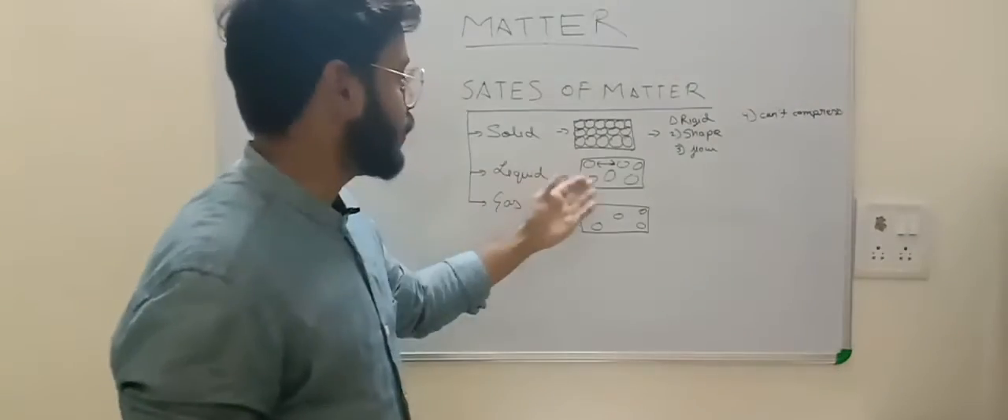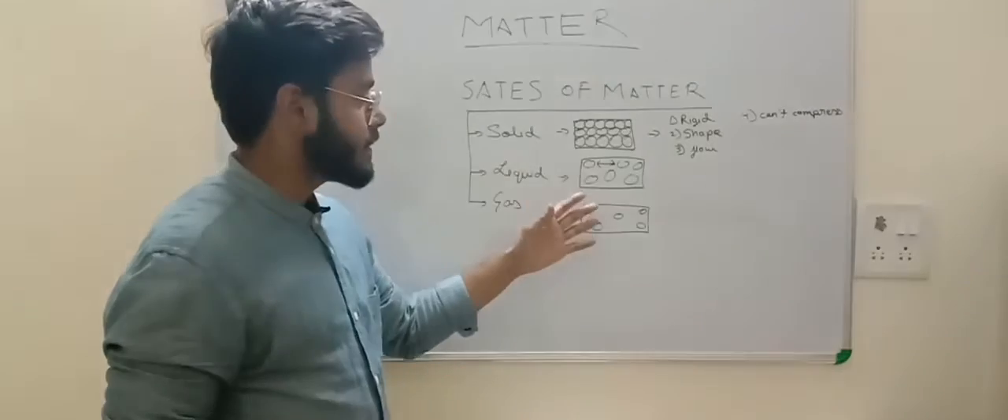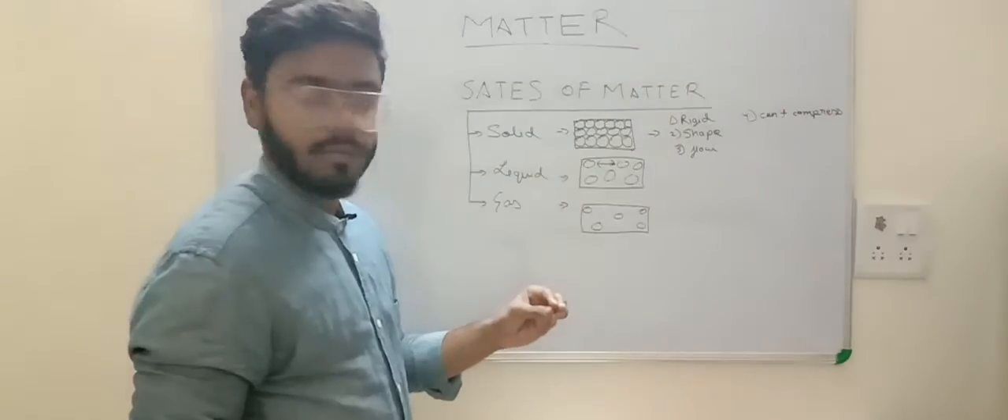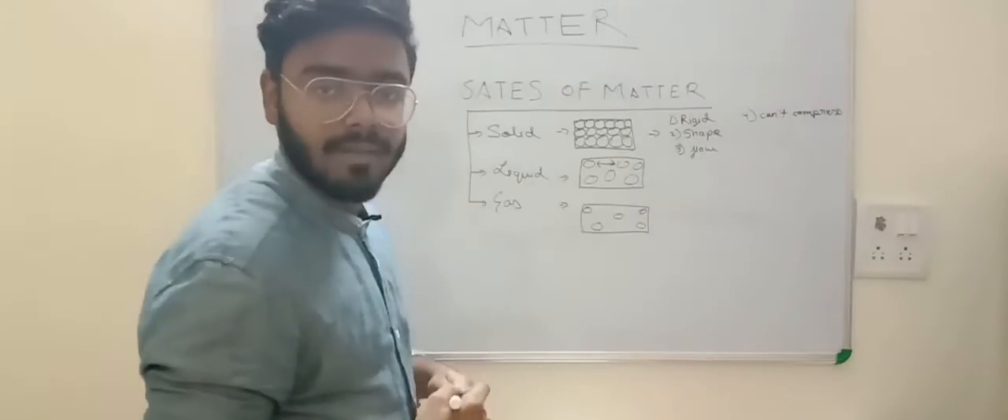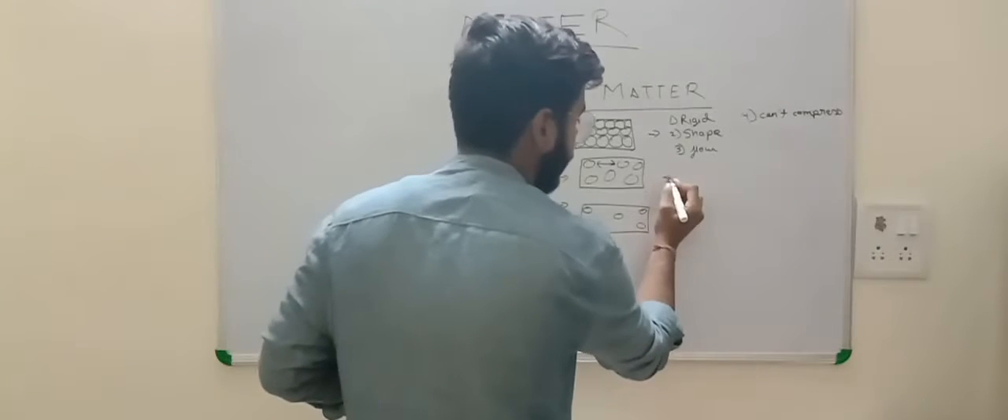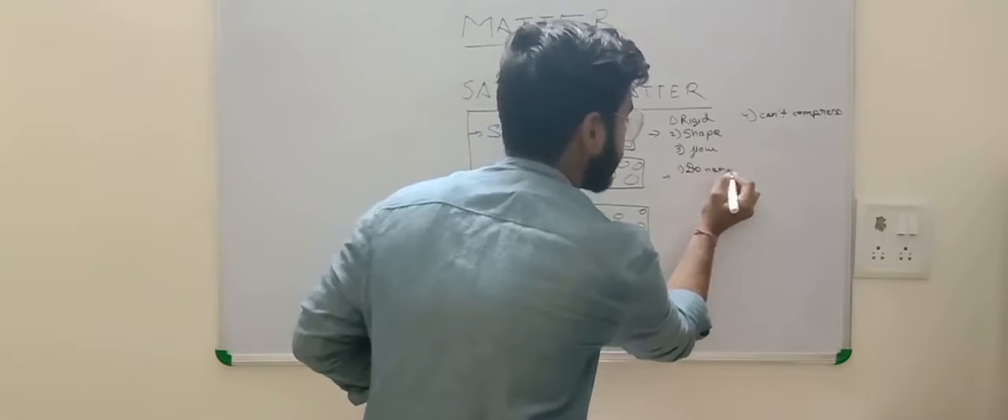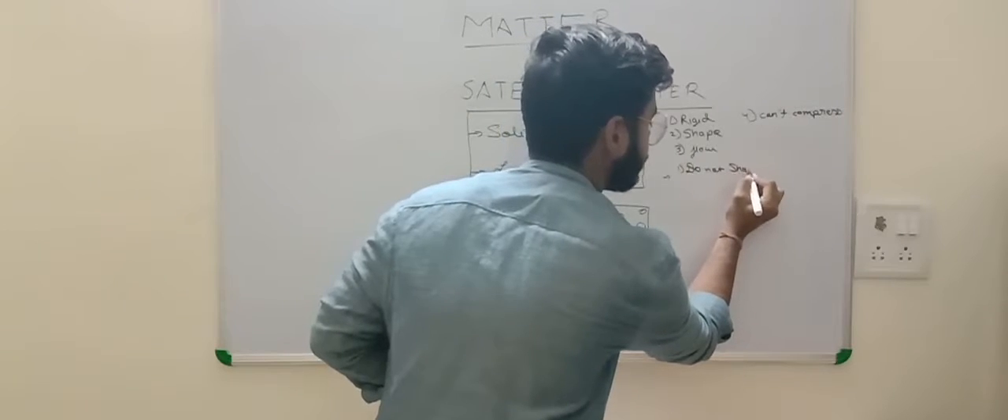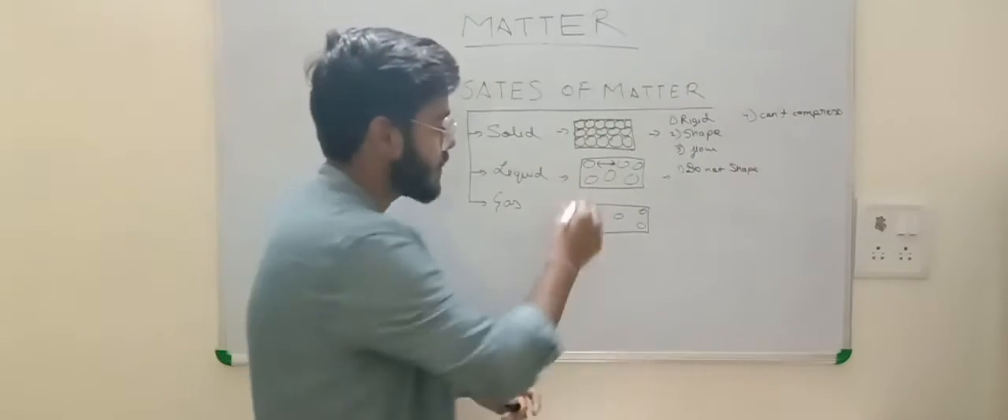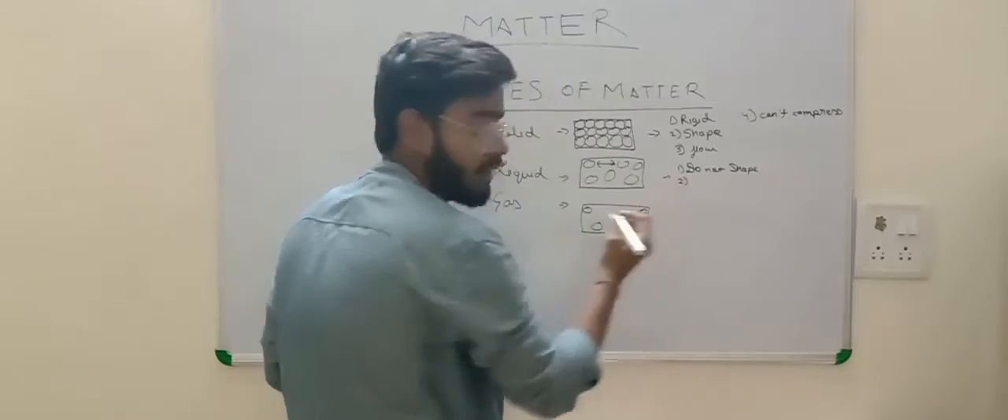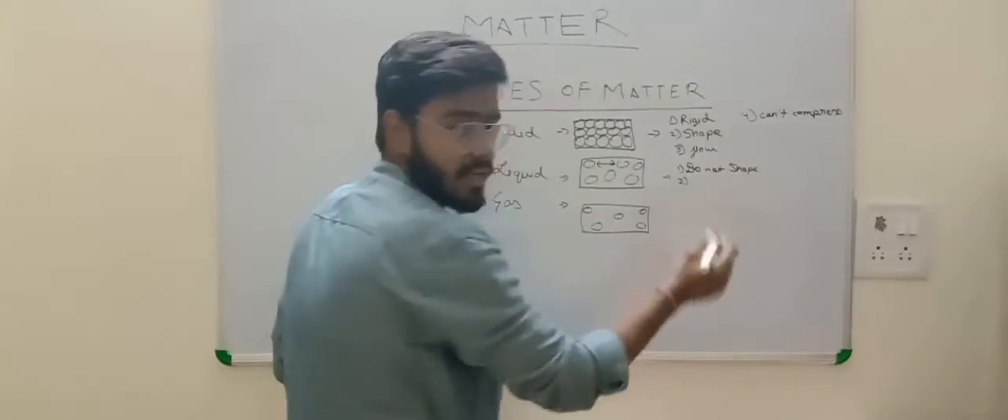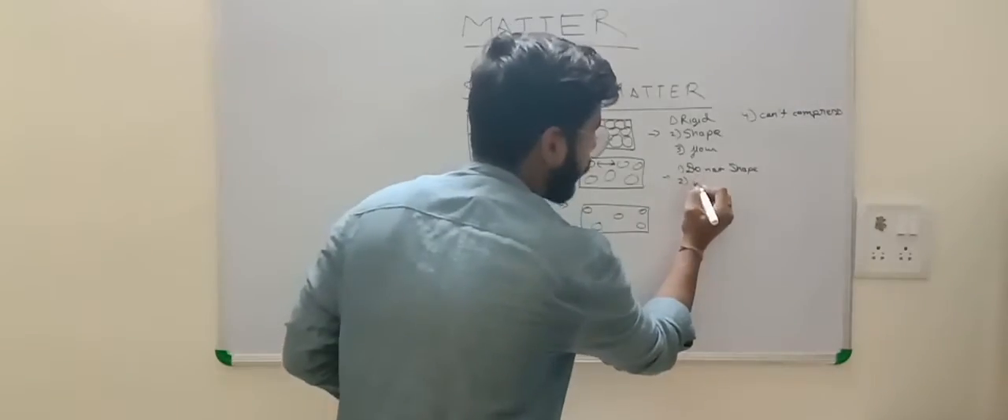Now the properties of liquid. Since the liquid has very little intermolecular force, they do not have a definite shape. Second, they do have a definite volume. They don't have a definite shape, but they have a definite volume.